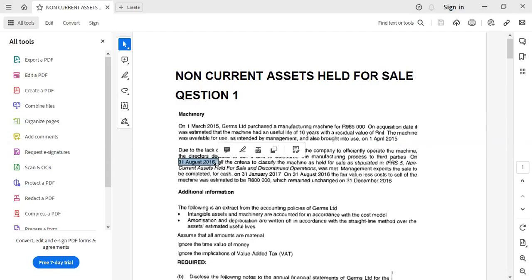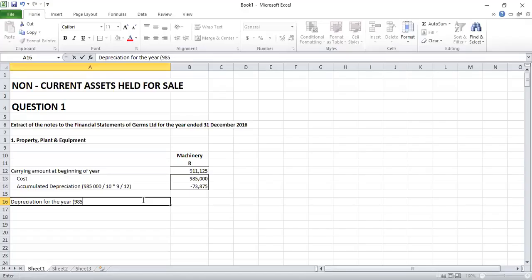All criteria was met on 31 August 2016. So we'll depreciate the machine from the beginning of the year, that is 1 January, up to 31 August. That is for 8 months. So we'd say 985,000 divided by 10, multiplied by 8, divided by 12. What do we get?